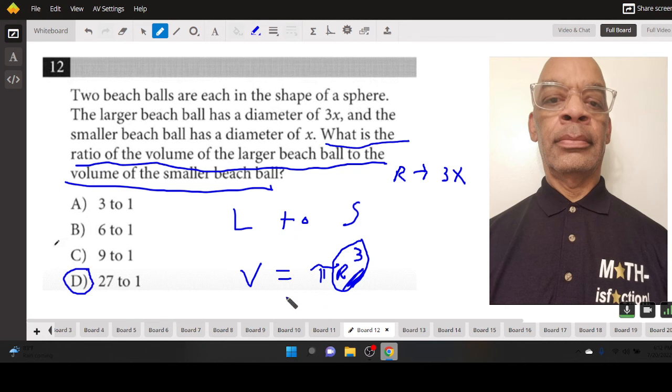Radius is 3 times greater. We need to take that radius to the 3rd power. The larger beach ball is 27 times greater in volume than the smaller beach ball. And comment below if this is the correct formula for volume of a sphere. But even if there's a constant, you know that the radius is cubed. That's the key to this problem.